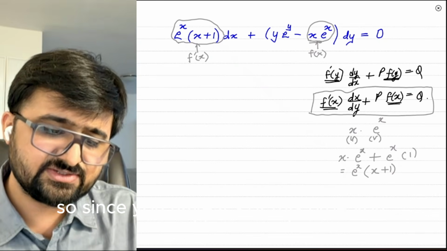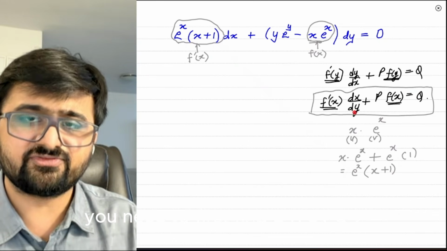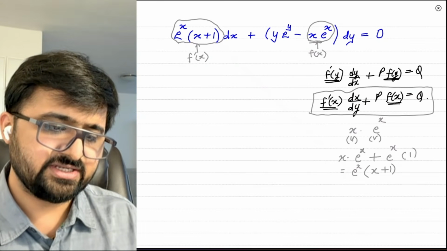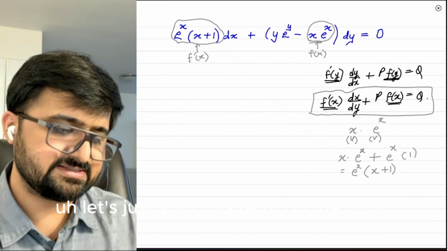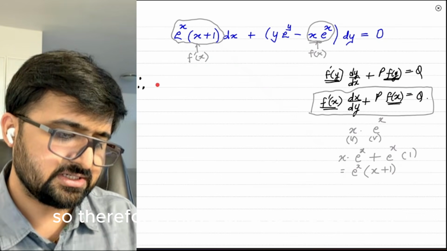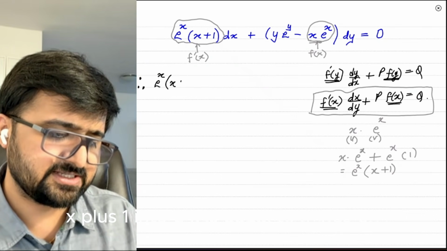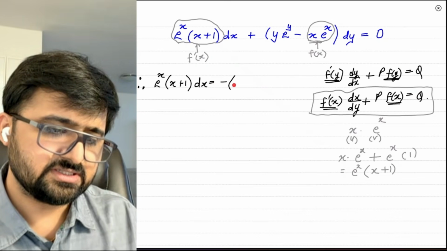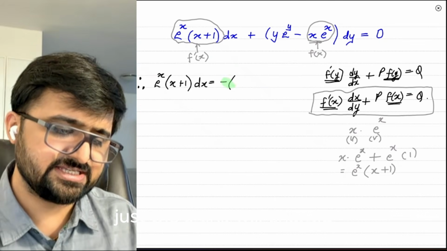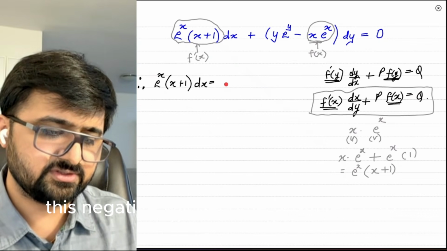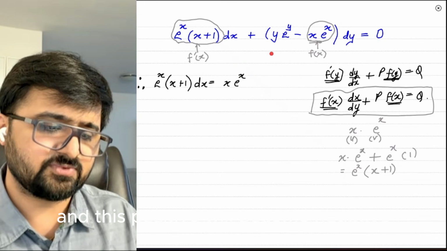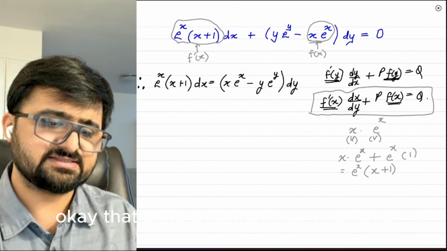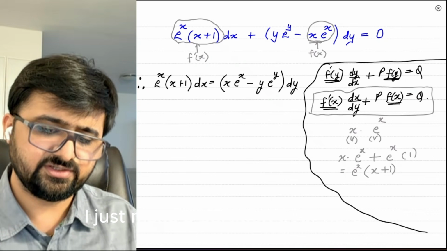Okay, so since it's of this type, you need to first find dx by dy. In order to find dx by dy, let's just shift this term to the right hand side. So therefore, I have e to the power x, x plus 1 into dx is equal to minus of, if you shift it to that side, just the signs will change. This negative will become positive, x e to the power x, and this positive will become negative, y e to the power y times dy. Okay, that's the situation that you have. I'll just make a partition over here.